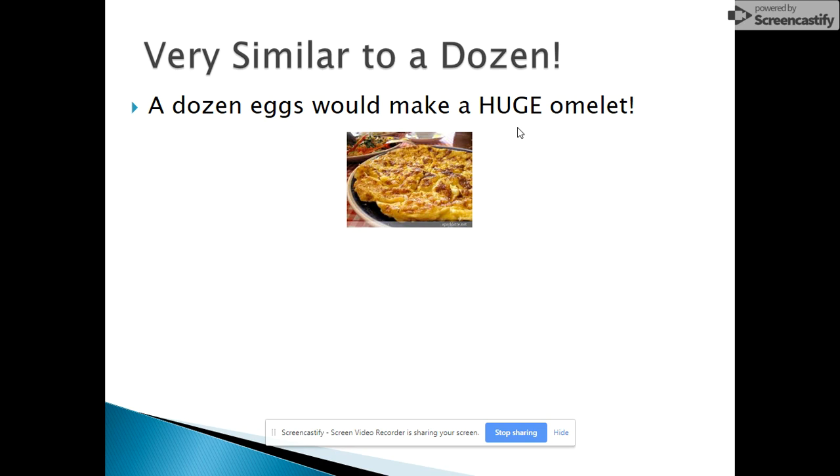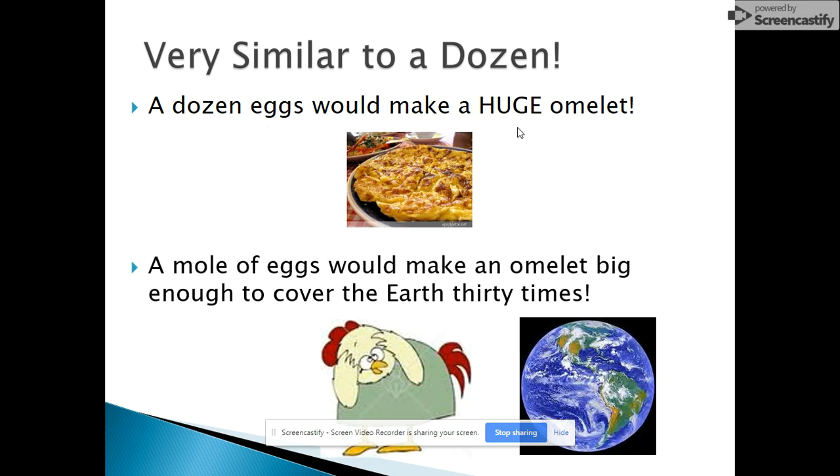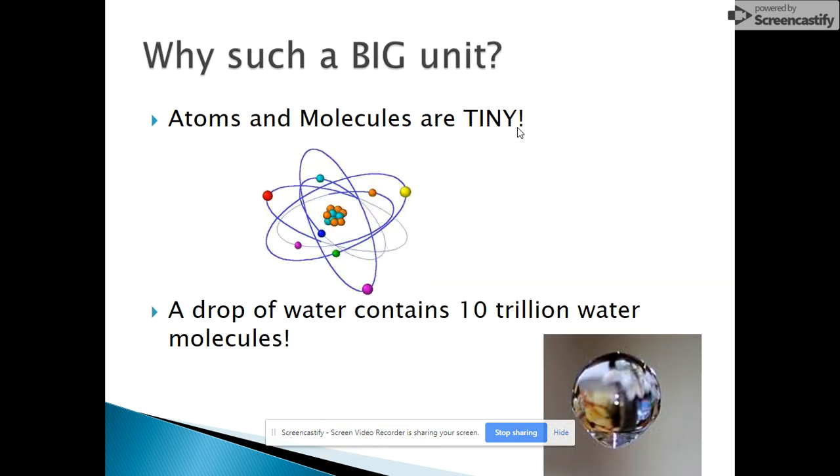If you think about an omelet made from a dozen or 12 eggs, it would be huge. But if you took a mole of eggs to make an omelet, it would actually cover the surface of the earth 30 times. So it is a ginormous quantity that we're talking about. The reason we have such a big unit is that when we're dealing with atoms and molecules, we're dealing with very tiny pieces of matter. One droplet of water contains over 10 trillion molecules of water. So we have to have a big unit to make it easier to work with mathematically.